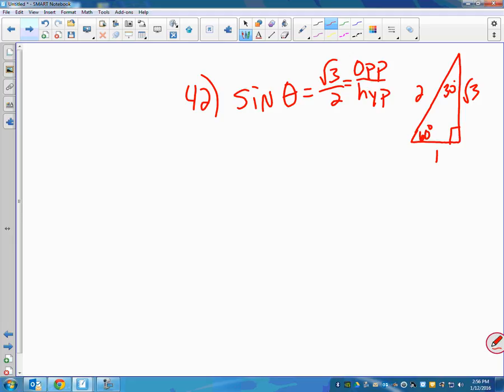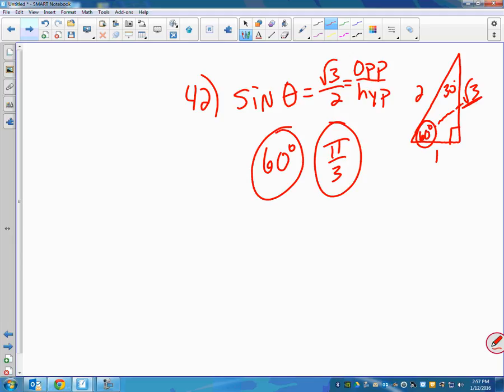Basically, which one of those angles has an opposite side of the square root of 3? And if I look at 60 degrees, and I go over to the opposite side, it is the square root of 3. The hypotenuse is 2. So again, I can say I know that the answer is 60 degrees, which happens to be the same thing that we just talked about on 22. But 60 degrees in radians, that would be pi thirds. And you're supposed to give me both of those answers. So that's what you should have been doing on 42 and 45 and 48.